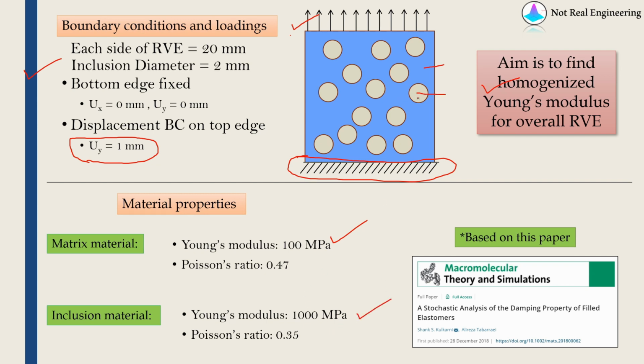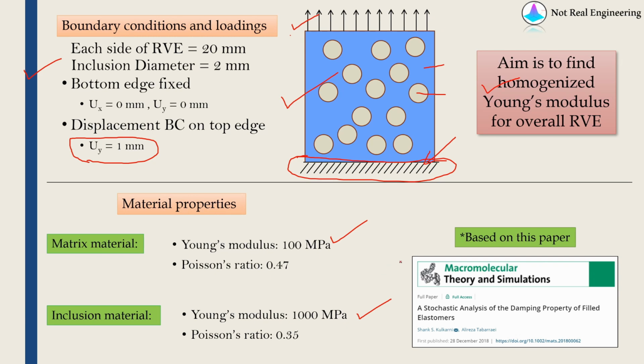So you can see inclusions are stiffer than matrix, and we want to calculate the overall Young's modulus of this whole RVE. And how we can do that is, we know the displacement what we applied, we will measure the reaction force on this fixed surface, and we can calculate overall Young's modulus by knowing the reaction on this surface and also the displacement boundary conditions.